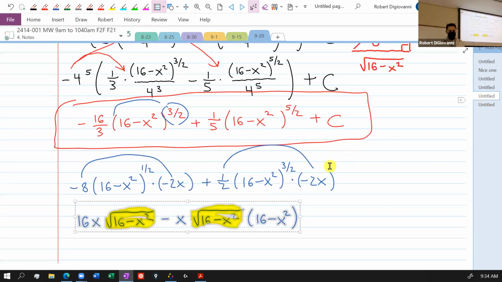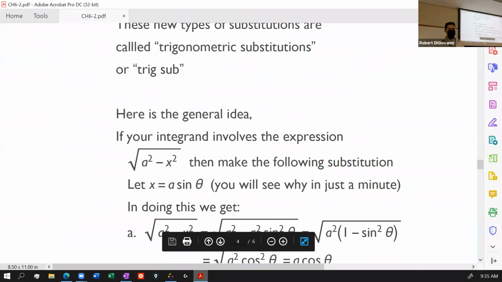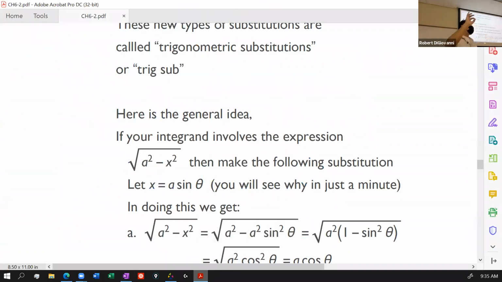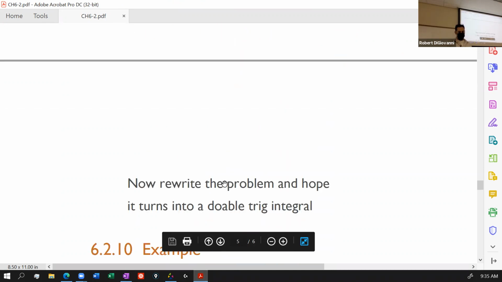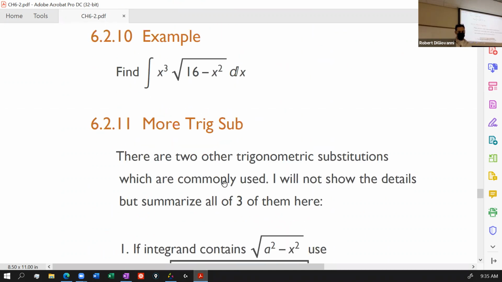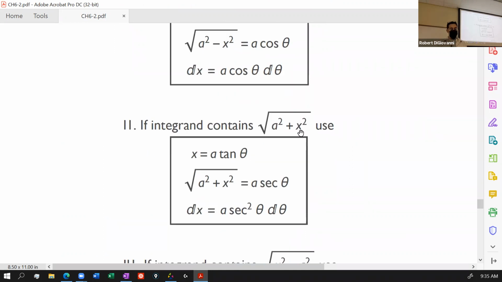All right, so welcome to trig sub. Let's take a look at the next type of trig sub that we can do. That's how you deal with square root of a squared minus x squared, right? Let's see what the next one is. Here's the next one. If we see the square root of a squared minus x squared, that's what we just did. Let's do the plus.